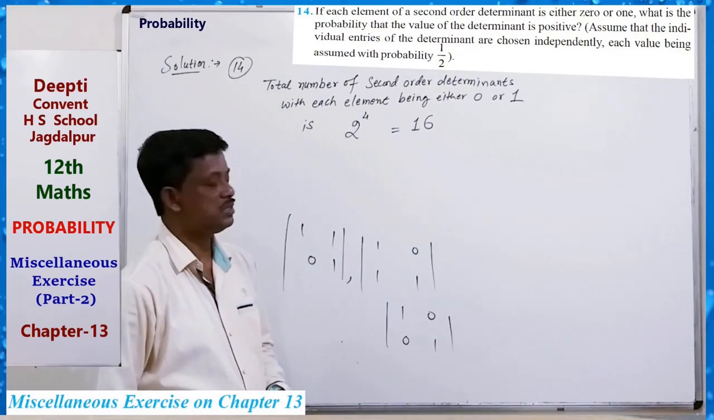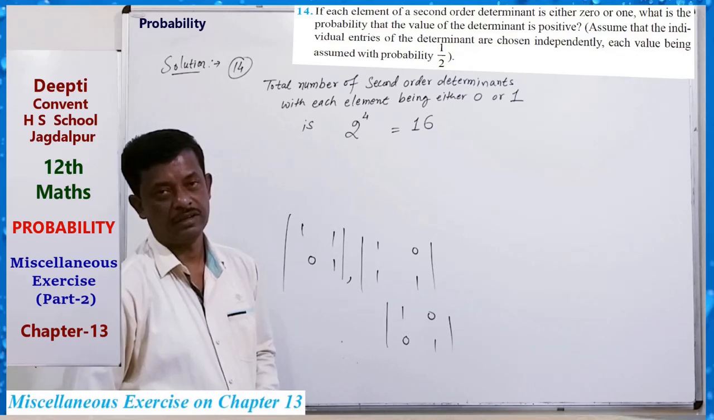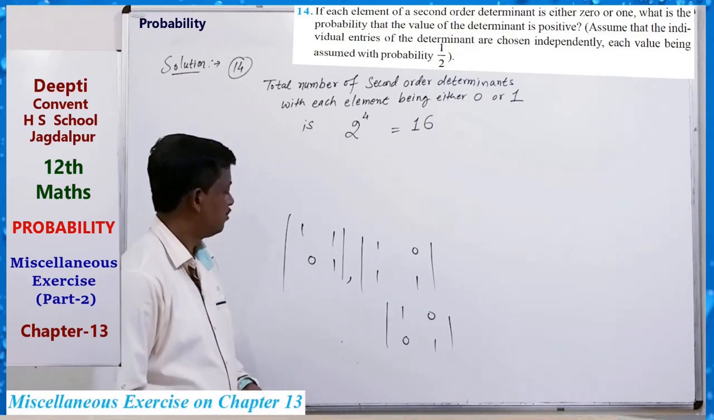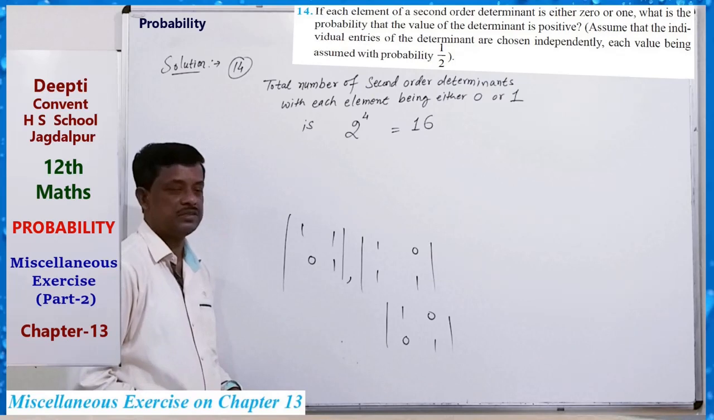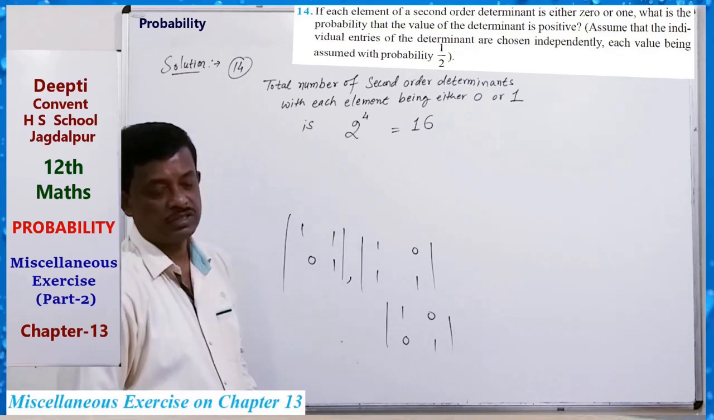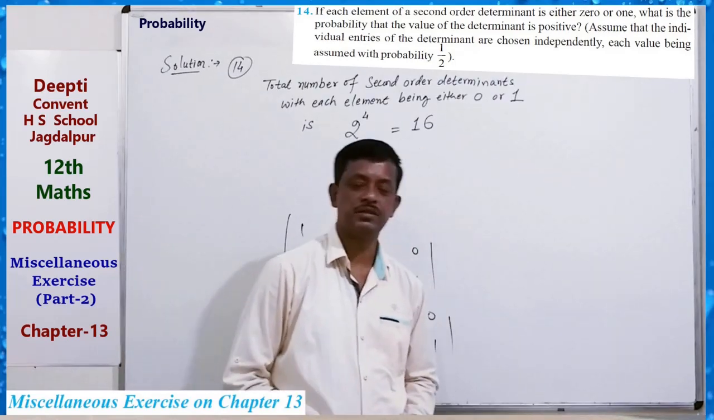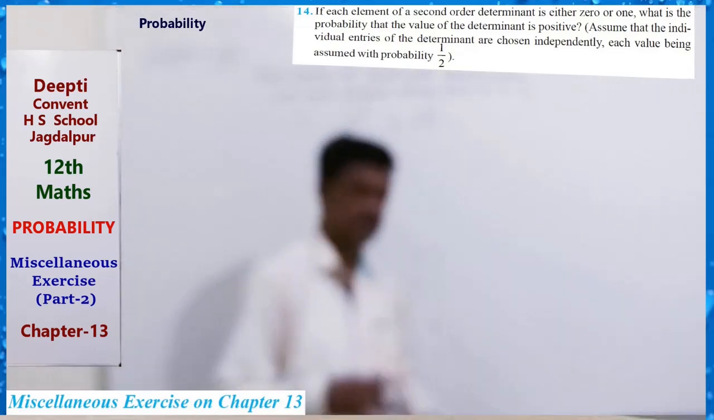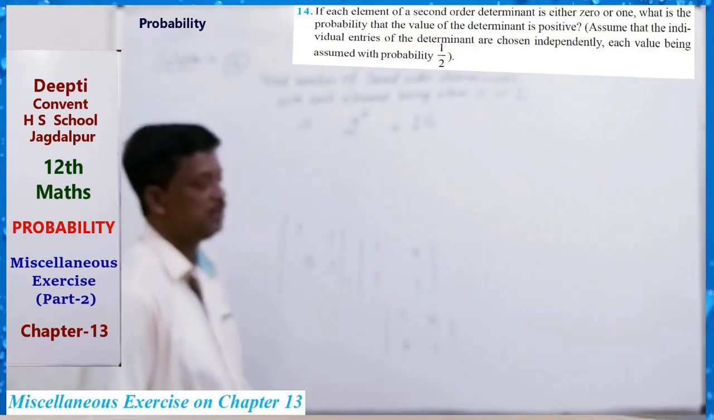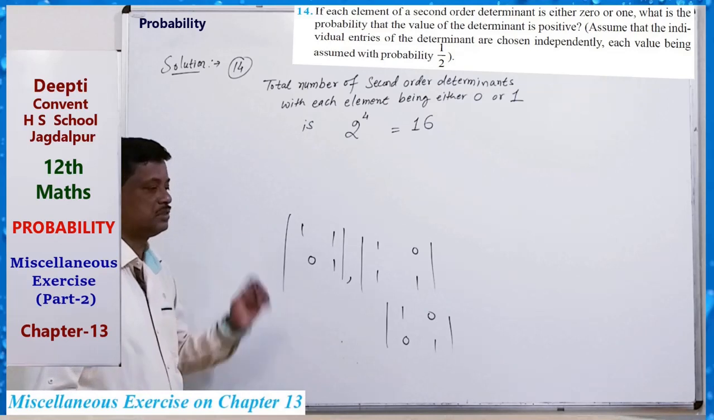Just see the other combinations also. 1, 1 minus 0, not 0. In a second order determinant, 0 is not taken as positive or negative. So except 0, how many possibilities are there like this?